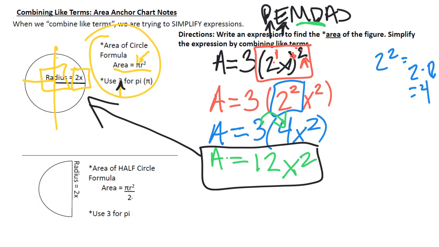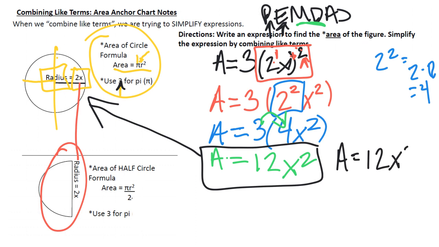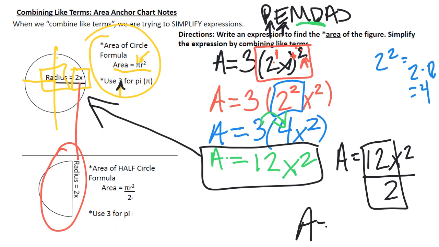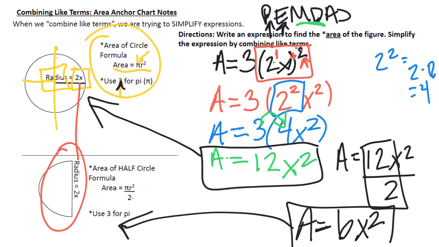Now if the circle was actually just a half circle, kind of like this one down here, notice that they have the exact same radius, which is 2x. So I would just end up taking this one step further by saying if the area is 12x squared for a full circle, I would just take that and divide it by 2. So then I would take those two numbers, divide them by 2. So 12 divided by 2 is 6. So then the area of half of the circle is actually just 6x squared. And that would be the area for the half circle.